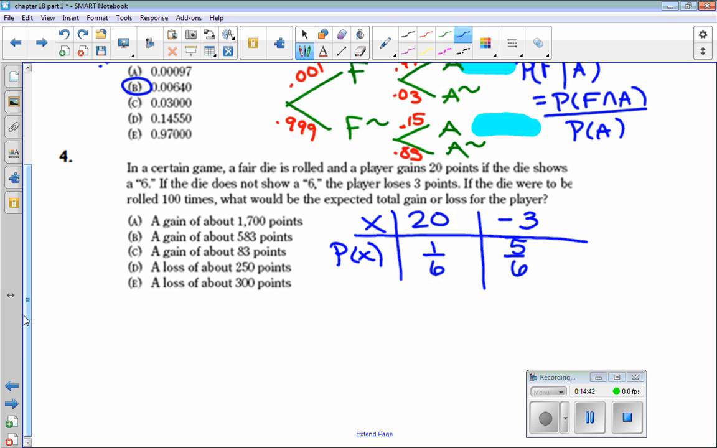They add up to 1. We're good. We're going to roll this 100 times, and we're going to figure out what our expected point value is going to be. So how would you do it? When it says expected, that's the same thing as the mean. So we have 20 times 1/6 plus -3 times 5/6. And then you would take that expected value of one roll and just multiply it by 100 to get your real rolls.